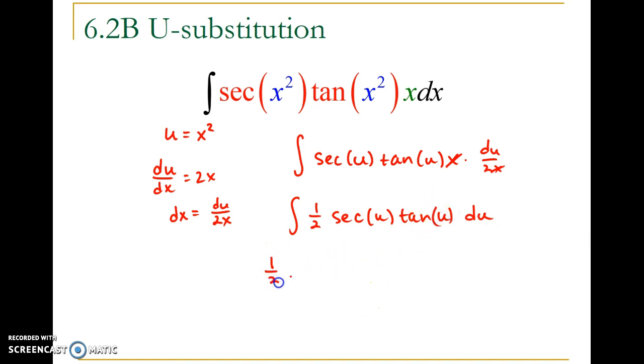So my antiderivative is secant of u. And then I can replace the u to make my answer be in English. So I have 1/2 secant of x squared plus c.